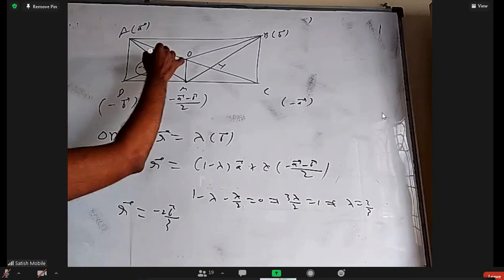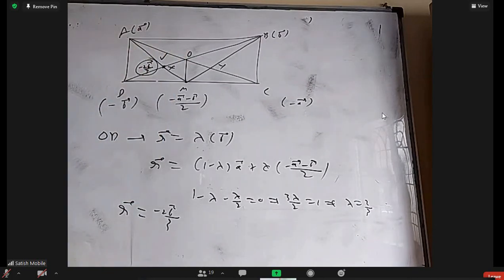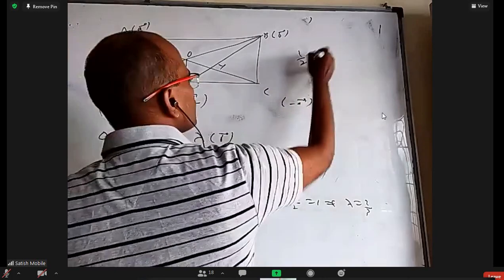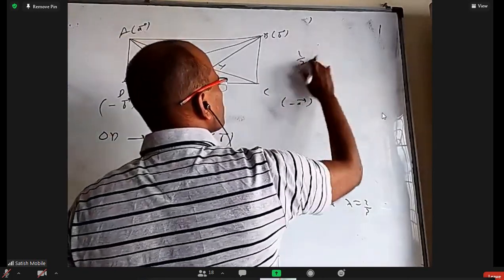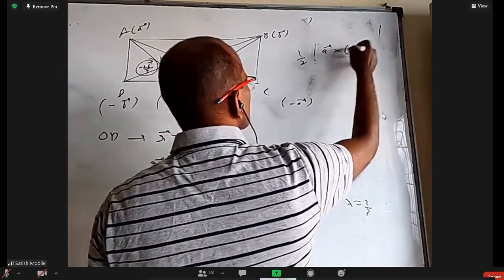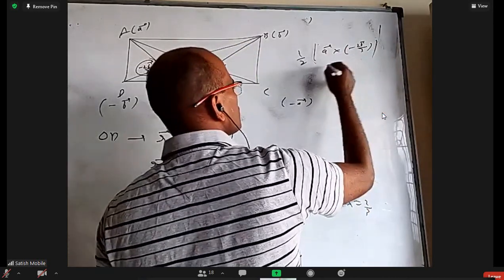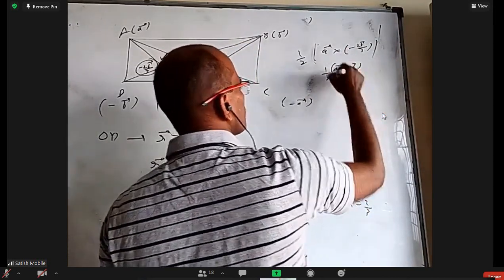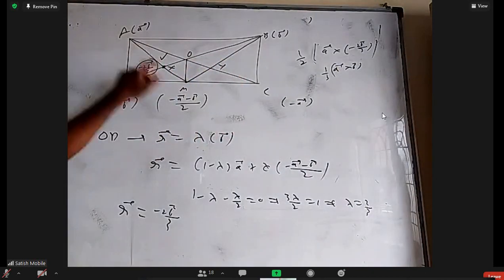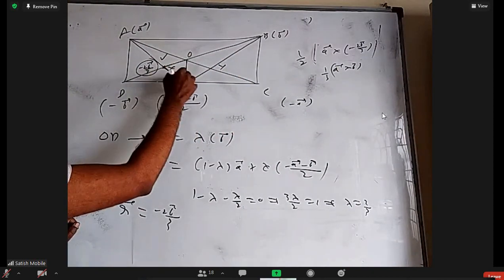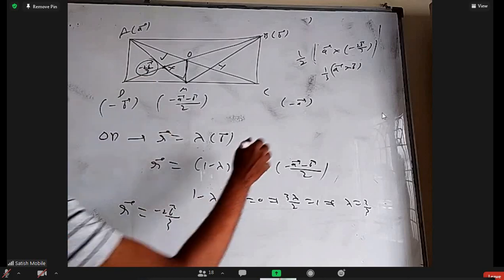Now, how will you find the area of this triangle? Cross product of this. So half of mod A bar cross minus 2B bar by 3. 2 will cancel. We'll get 1/3 of A cross B. This is the area.